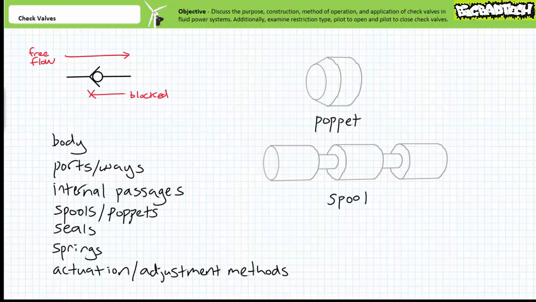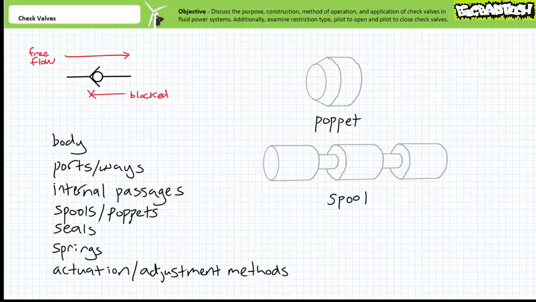A poppet, for lack of a better descriptive term, is kind of like a plug. Spools, in contrast, are cylindrical devices with lands and valleys that selectively connect or disconnect the internal passageways of the valve. Poppets and spools may include seals like O-rings to prevent leakage.